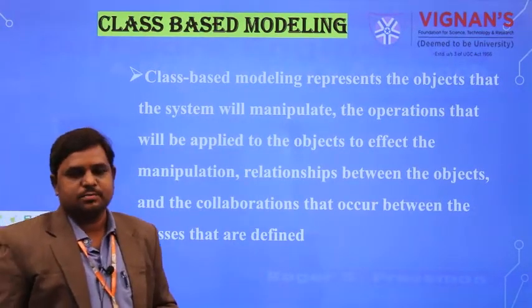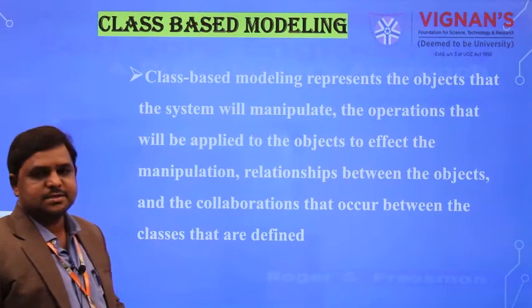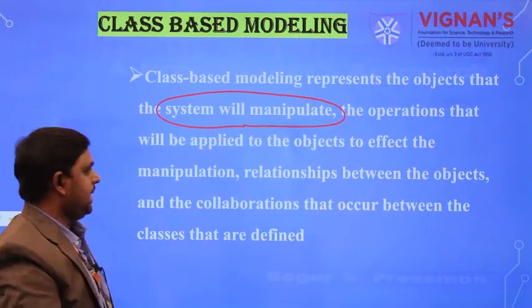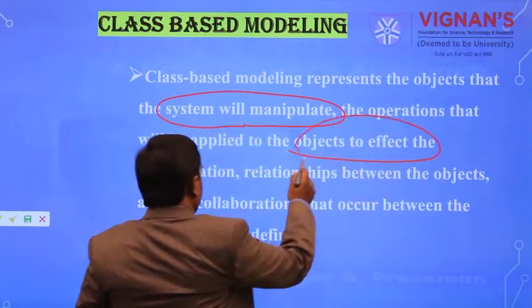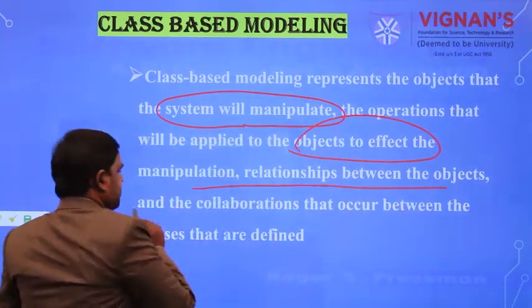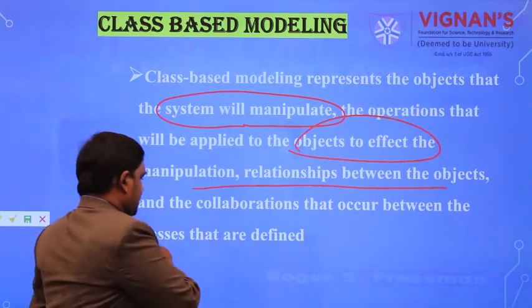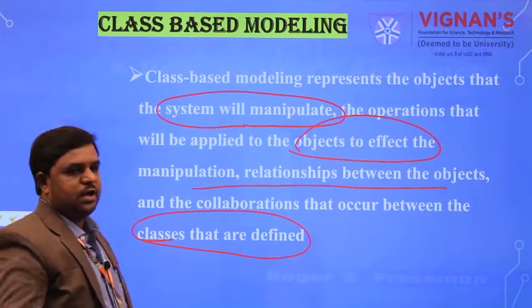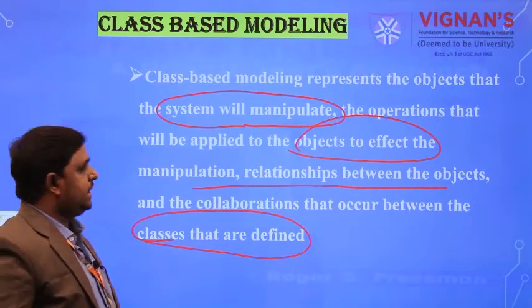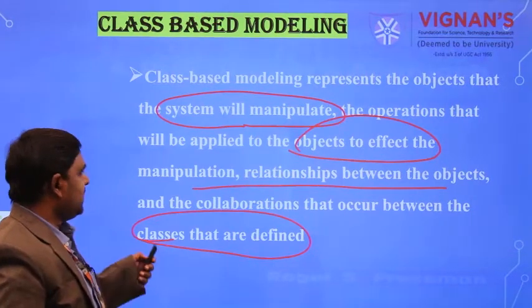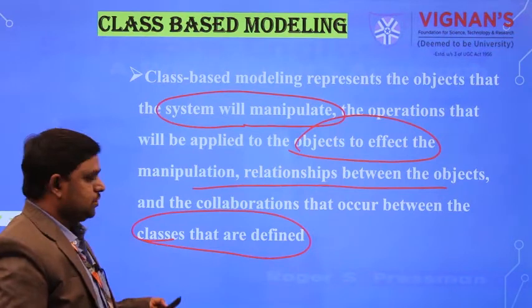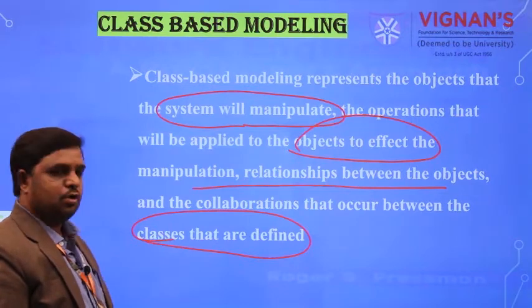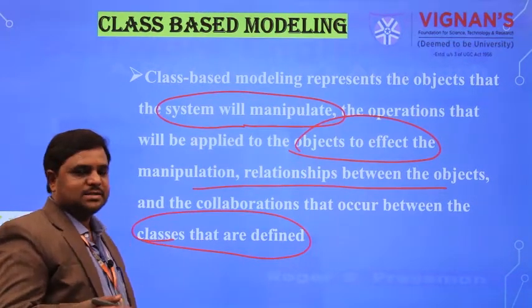Here the class-based modeling represents the objects that the system will manipulate, the operations that will be applied to the objects to affect the manipulation, the relationships between the objects, and the collaborations that occur between the classes which are defined. So that is class-based modeling.